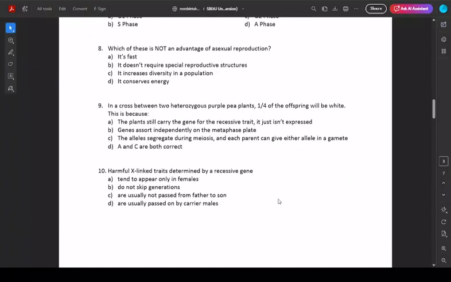Harmful X-linked traits determined by a recessive gene tend to appear only in females, which is not true because X-linked traits are more common in males. Do not skip generations, which is also not true because recessive genes can skip generations. Are usually not passed from father to son, which is true. Are usually passed by only carrier males, which is wrong. A dad can actually never pass an X-linked trait to his son, simply because the dad will always pass the Y chromosome. There's no way you're gonna have a son with 2 X chromosomes.